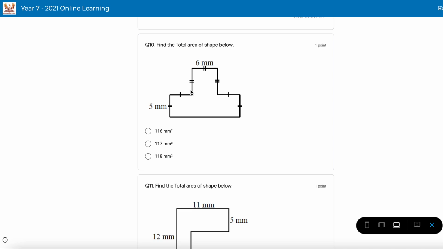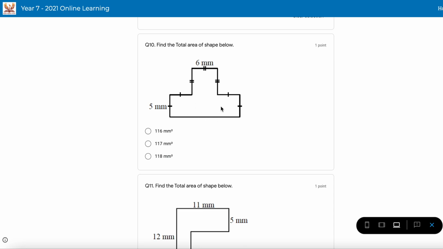So what are these lengths? This is 5 millimeters because it's got the same marking as 5 millimeters over here. This is also 5 millimeters because it's got the same marking. And this one is 6 millimeters. So all I need to do is add up 5 plus 6 plus 5. And that gives me my length here. 5 plus 6 plus 5. So my length is 16 millimeters.